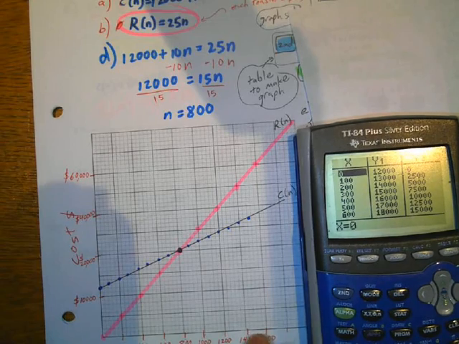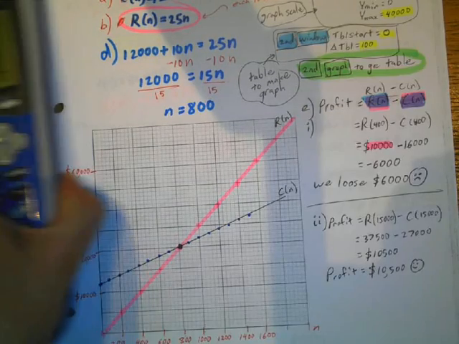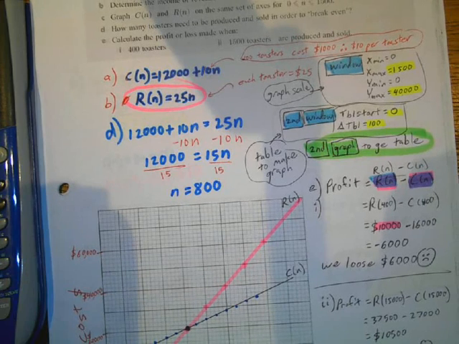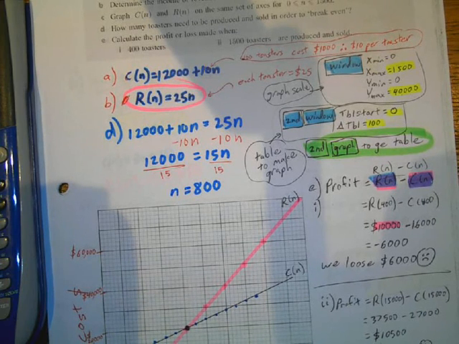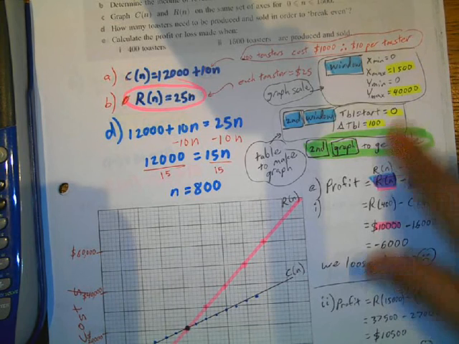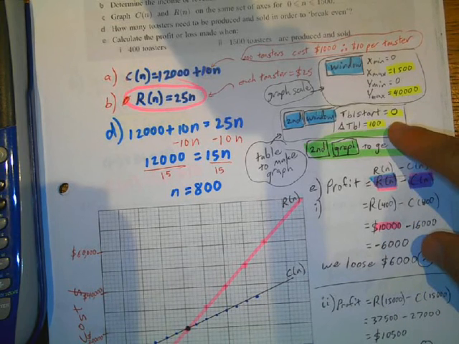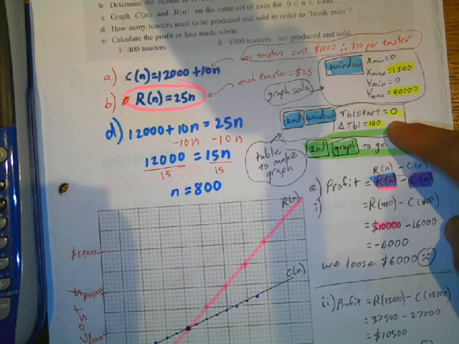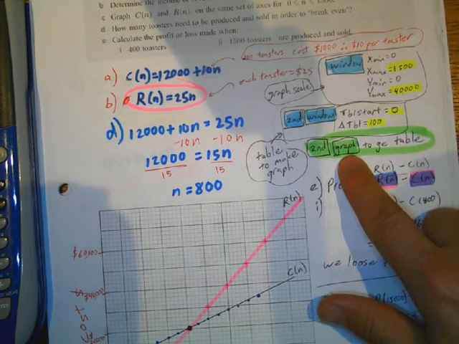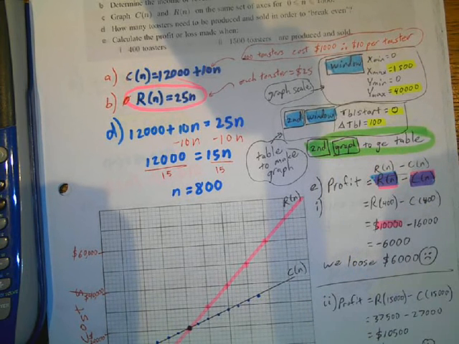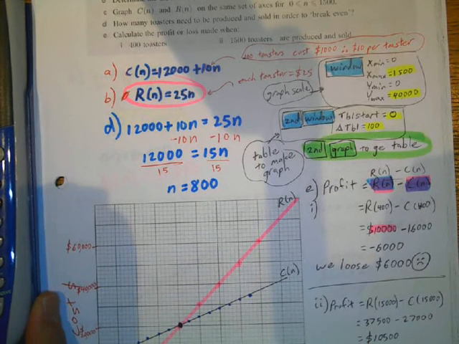So the steps that I did are right here. You might want to hit pause. I changed the x max. I changed the y max. I changed the delta TBL to 100. And then I hit second graph to get a table. You might want to hit pause to do this. Okay.